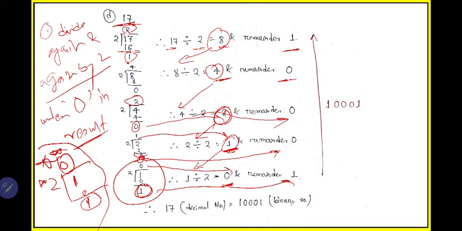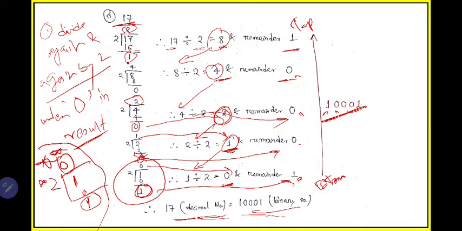So the rule is to start writing from bottom to top. The bottom is first 1, then 0 0 0, then last is 1. So your 17 decimal number equals 10001, which is your binary number. This is the basic rule. Up to this much we have explained how to convert a decimal number into a binary number.